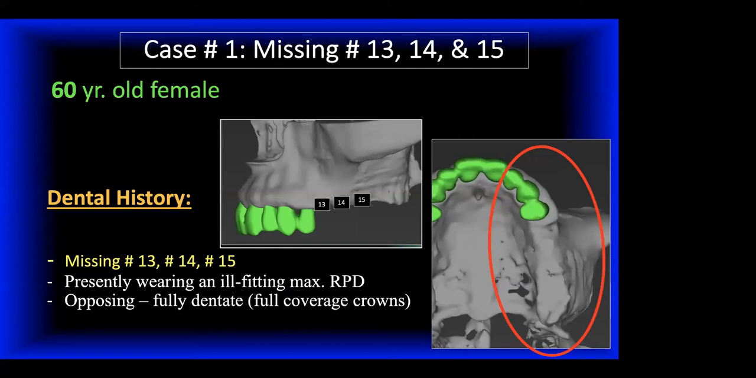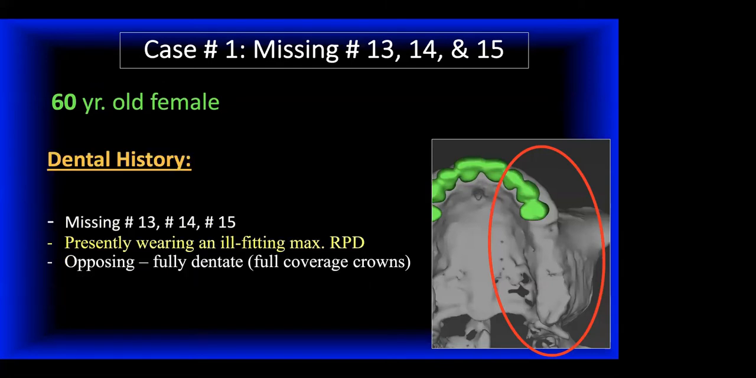Her dental history is she has been missing these teeth for some time. She's presently wearing an ill-fitting maxillary RPD, and she has opposing fully dentate, full coverage restoration crowns. So the question on this case is going to be how to restore number 13, 14, and 15.